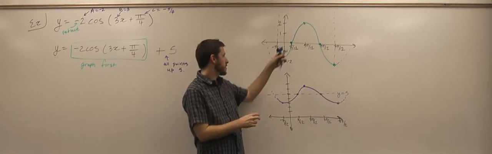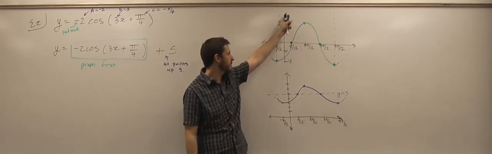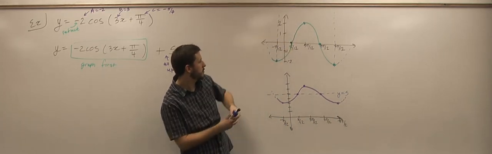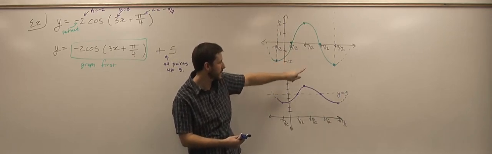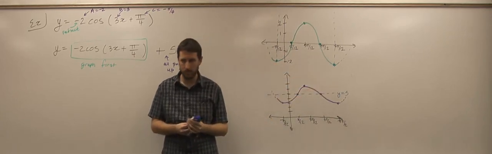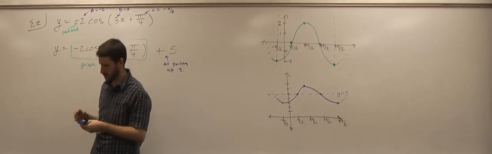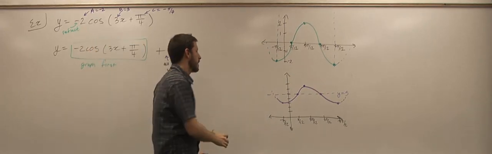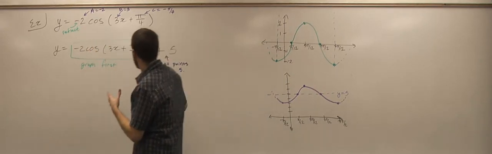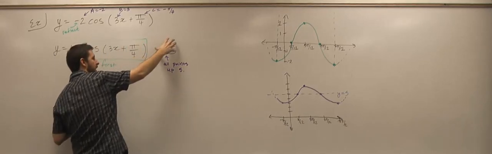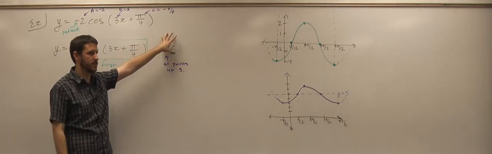So either you can just literally take all these points and move them up 5, or you can just imagine moving the x-axis up 5 and then oscillate up and down 2. That was your amplitude. Most importantly, though, when you have a plus outside, it affects y values, not x values.